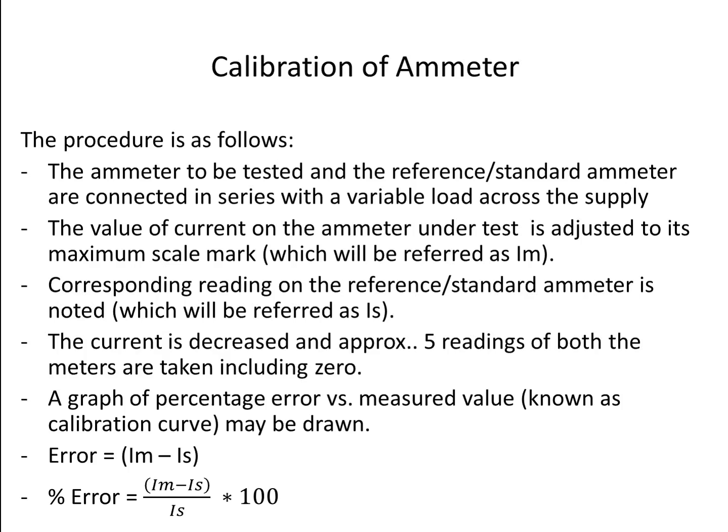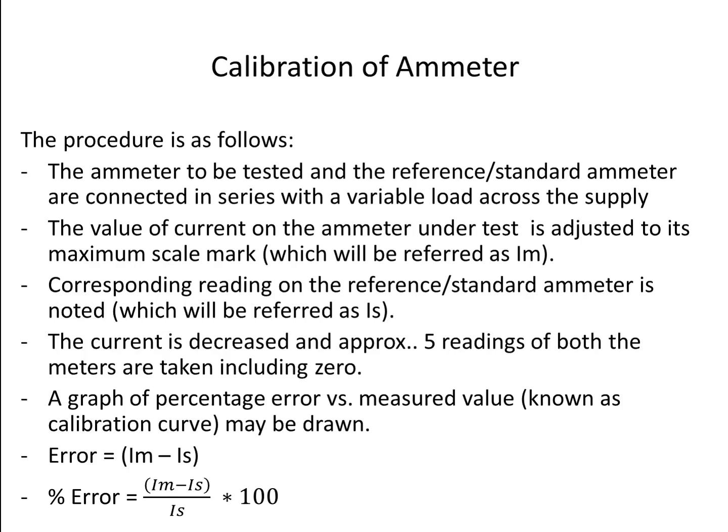So the reading of the test ammeter shall be referred to as IM, measured value of the current passing through the circuit. Now the corresponding reading of the reference or standard or substandard ammeter is also noted. We shall treat it as IS, true value of the current passing through the circuit. Now the current is decreased with the help of the variable load and approximately 5 readings of both the meters are noted.